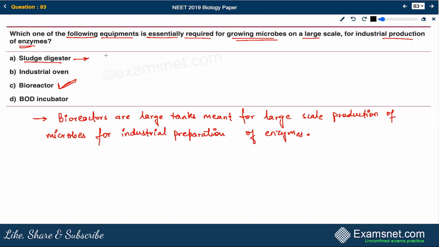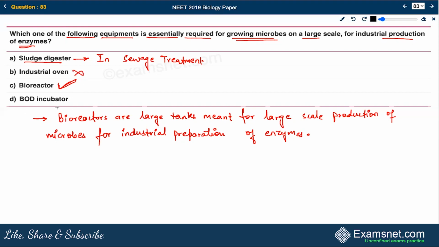Now, this sludge digester is basically used in sewage treatment. All right. These are also large tanks, but they are primarily used in sewage treatment, not for growing the microbes meant for industrial production of enzymes. So again, this is not an option. Then industrial oven also is not an option, because these are not used for large scale. So again, this is not an option.